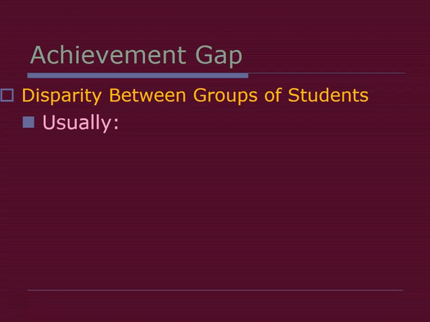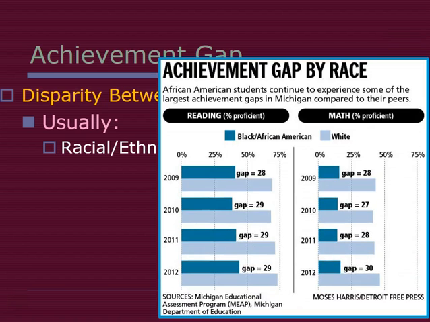Achievement gap means the gap between the highest and the lowest achieving students in the country. And if we look at this gap, it is continually growing. Usually when we talk about an achievement gap, we talk about it in a couple different terms. We can talk about it as being a racial or ethnic gap, the gap between, say, white Americans and everybody else. The statistics show that there is a huge gap in both reading and math between African American and white students. You can see in 2012, there was a 29% gap between the achievement rates in reading and a 30% gap between the achievement rates in math for African Americans compared to white students.